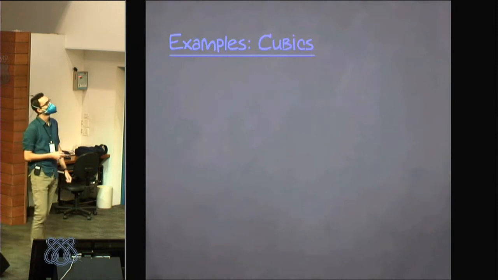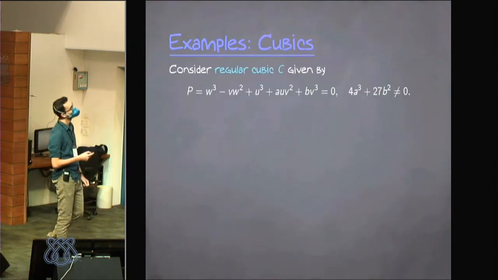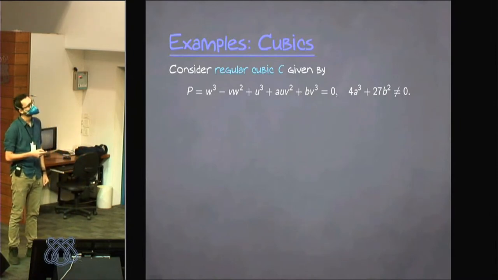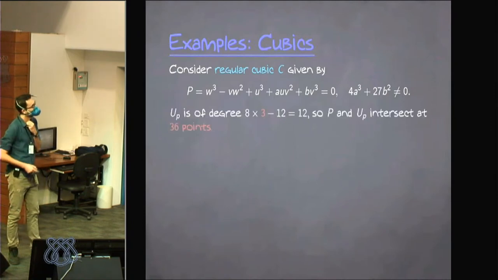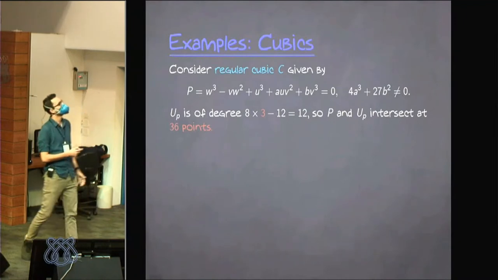But let's go to another case, a very nice case, the cubic case. Here, let's consider this cubic. The discriminant here is zero. And in that case, remember, we have that big algebraic curve.